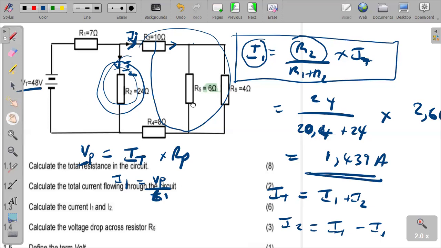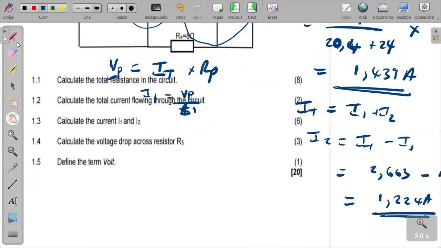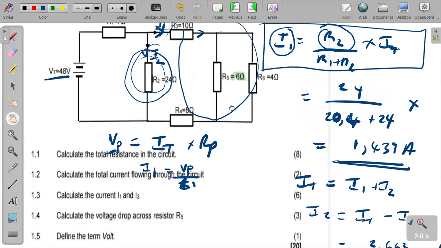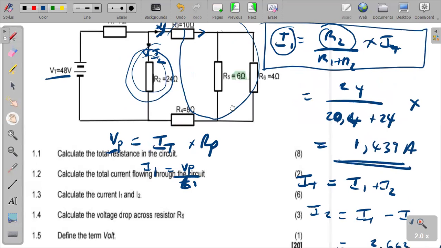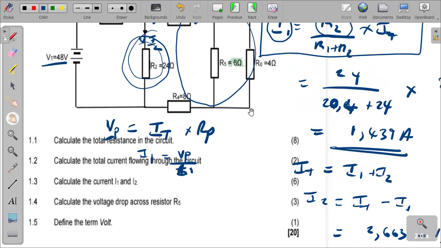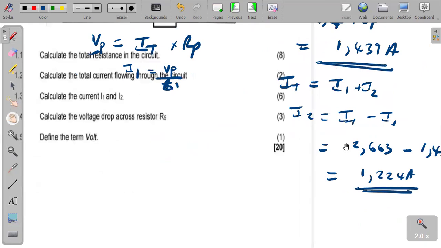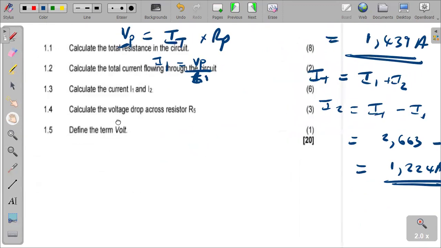Okay, let's quickly go to the other question. The other question is saying, calculate the current I1 and I2. So now we are calculating I1 and I2. Regarding I1 and I2, I think we have just calculated I1. We are now going to calculate I2, right? As is the norm, I have already identified I2, so we've just done that there. We are fine. Let's quickly go to 1.4.